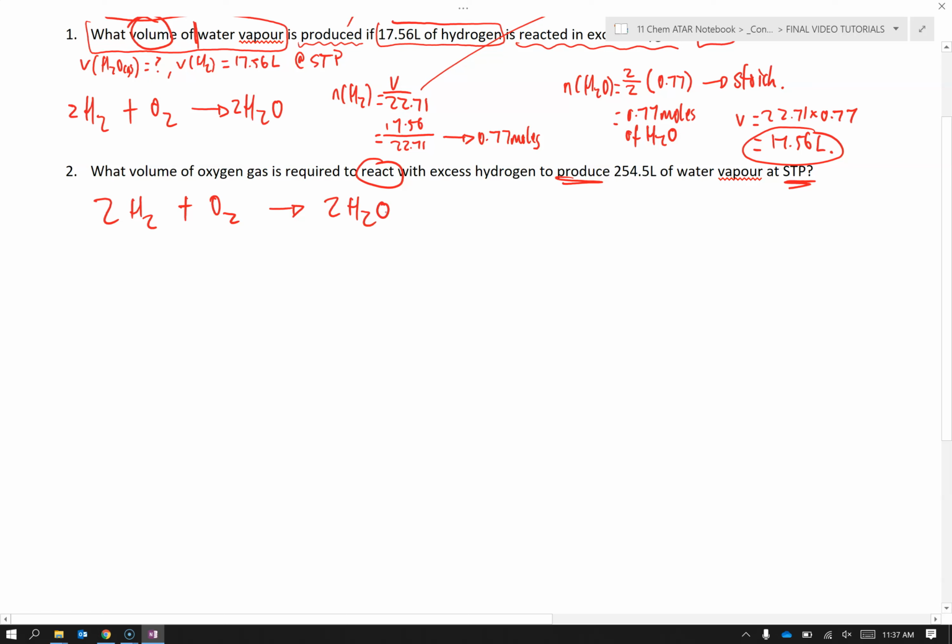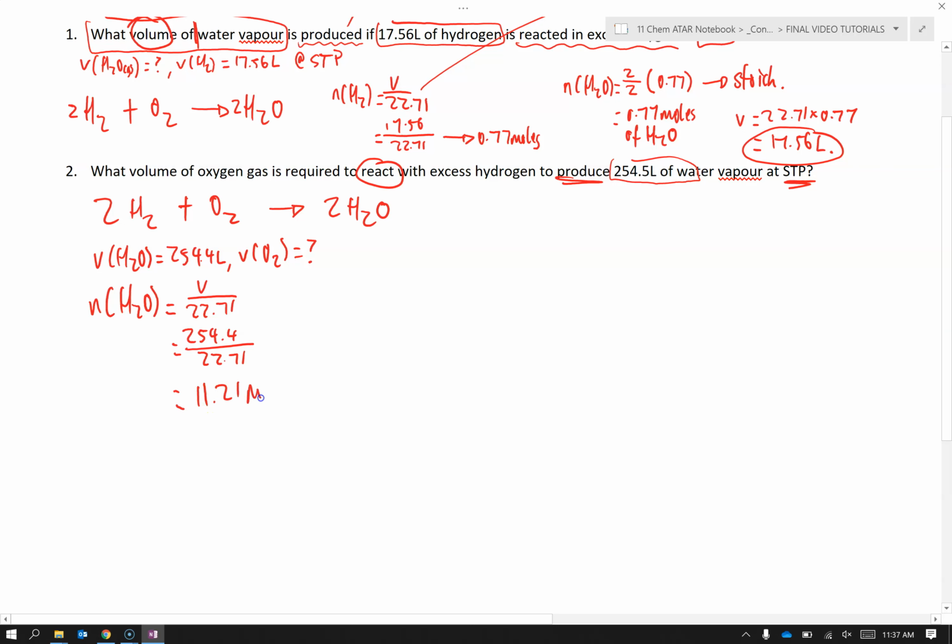I've now got to do a little bit of quick calcs, and that is by starting off with my volume of water. Would you agree with me that the volume of H2O, as recorded in the question, is 254.4 litres? Easy. I also have here that I am trying to calculate the volume of O2, which is currently unknown. So let's go ahead and start with our number of moles of H2O, which is equal to V on 22.71, which in this circumstance is 254.4 divided by 22.71. And if I chuck that in a calculator, I get 11.21 moles.